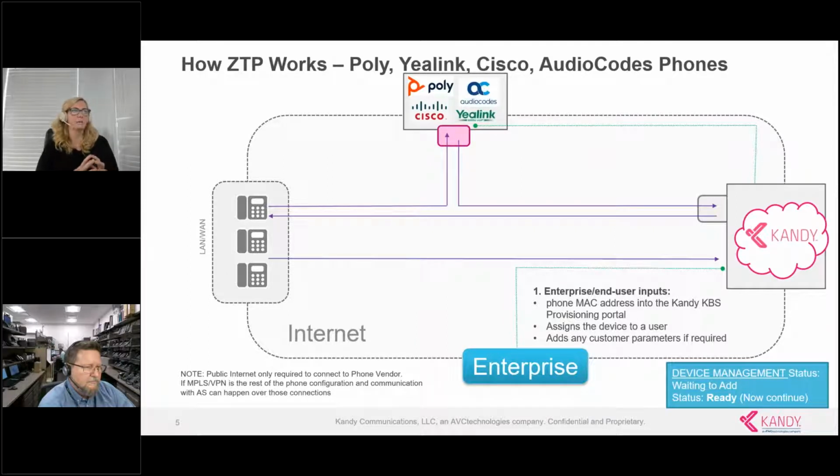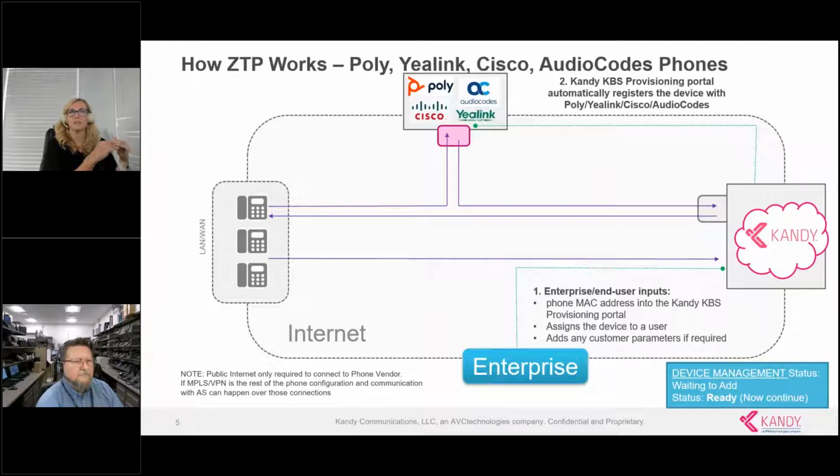And so then you can go in and add additional parameters. You can assign it to users and all that. But first of all, you need to input it into our Kandy portal. Then the second thing is that our Kandy portal will then go up to that vendor and say in their server configuration, hey, when you get a connection to this, when they try to register, they try to connect and they talk to you, then point it to Kandy so that we can then provision the rest of it.